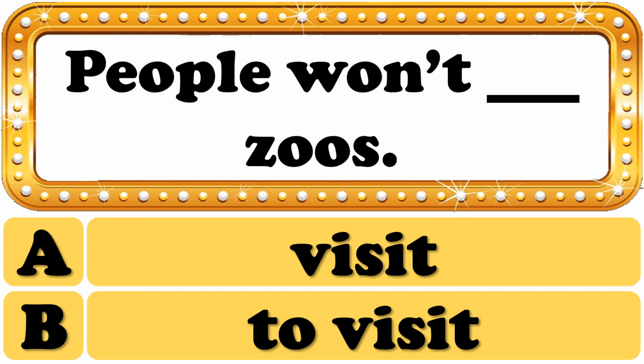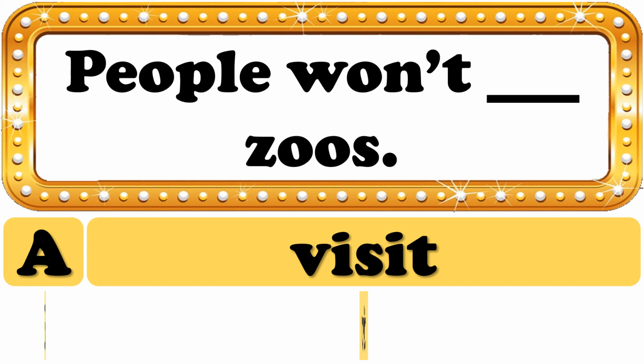How about this one, A or B? The answer is A. People won't visit zoos. So there are a lot of people who think in the future zoos will just be gone because it's not really fair to the animals to keep them in cages all the time. All right, let's keep going.